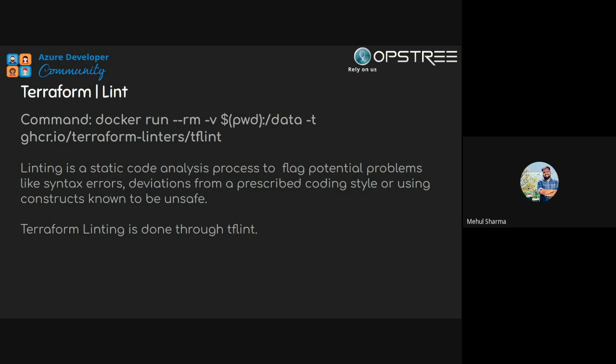Now it has a very vast number of checks, so you can do a lot of checks. For example, you define an image type, like a standard D7, but in reality it does not exist, right? It will throw the error: it does not exist, you should choose between these options. Agree? So these kinds of things will be taken care of via Terraform lint.